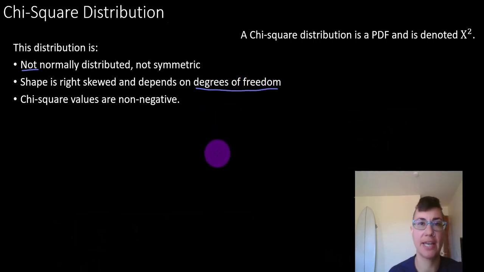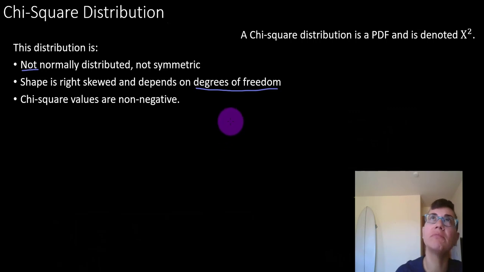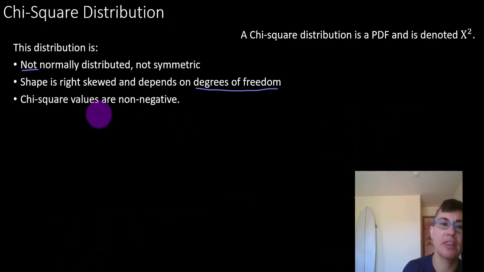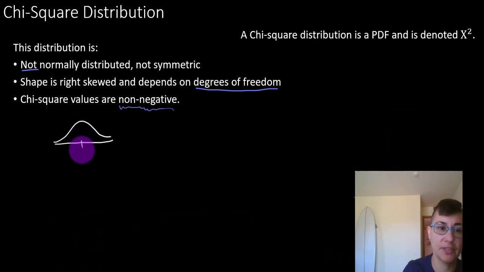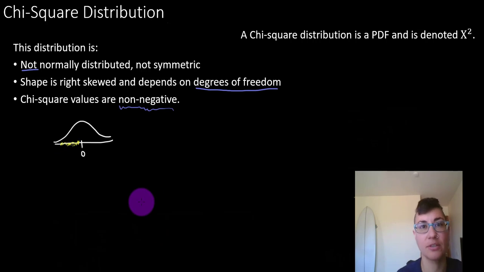But in general, it has a right-skewed shape. And furthermore, the chi-square values are not negative. So contrast that with, say, any t-distribution or standard normal, right? There are negative values to the left of the center there usually. So there are some distinct differences with a chi-square distribution.